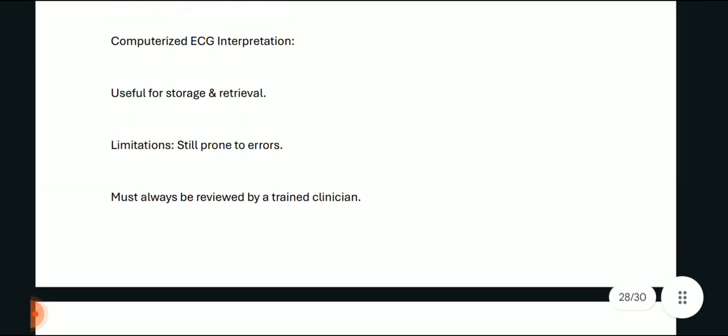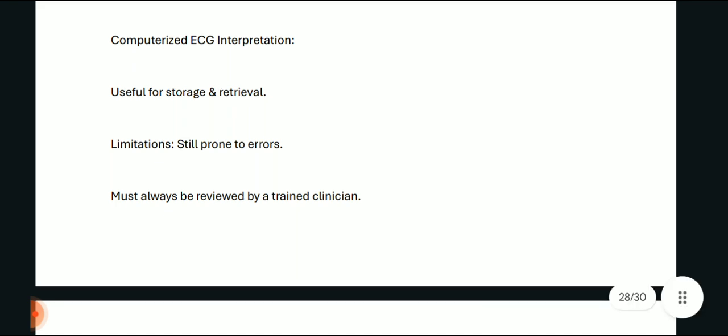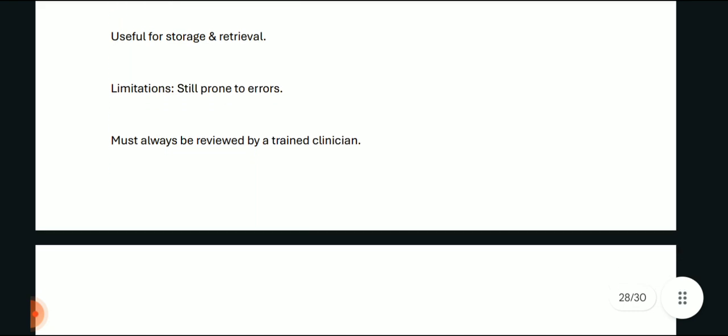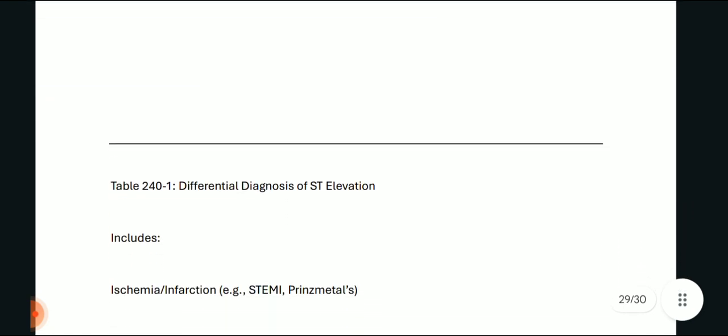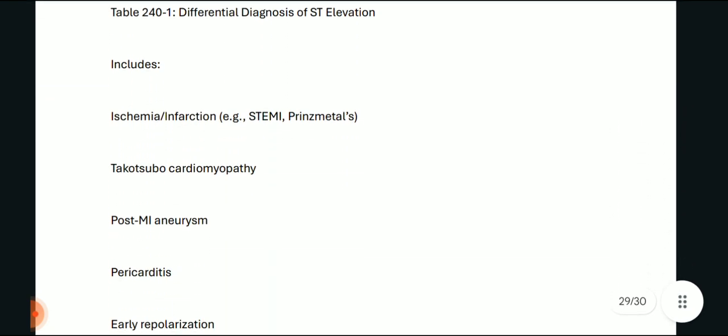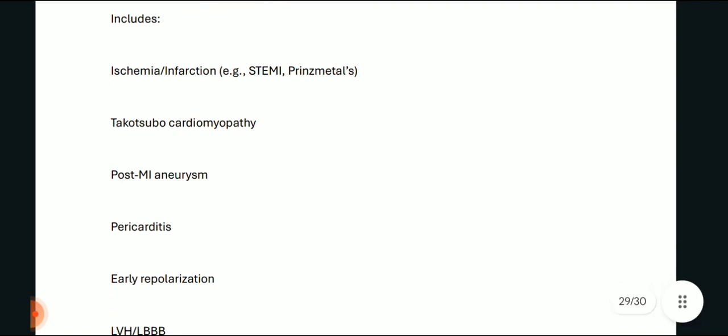Like, the computer generates the ECG and it's giving the results. So we as clinicians should also look into it, whether there is any discrepancy or whether the result is accurate. Now, differential diagnosis of ST elevation is given. We have discussed them already.